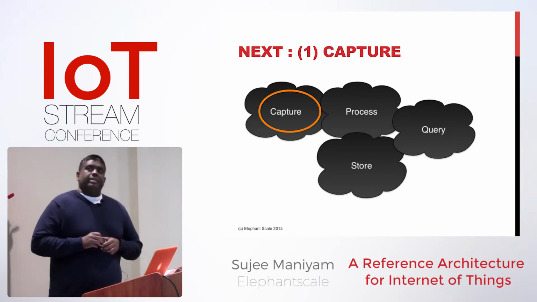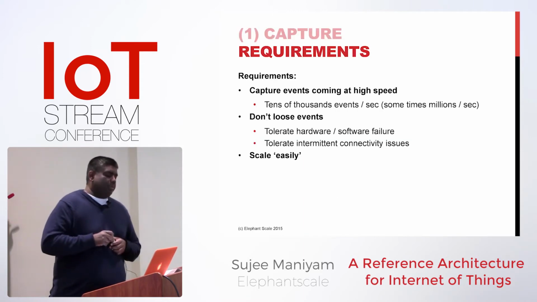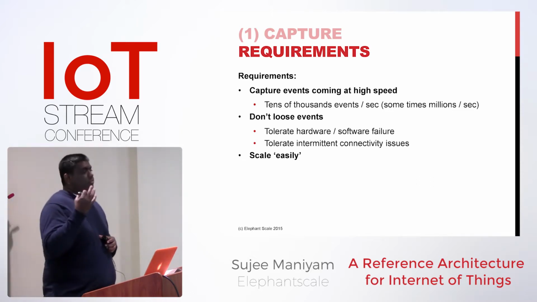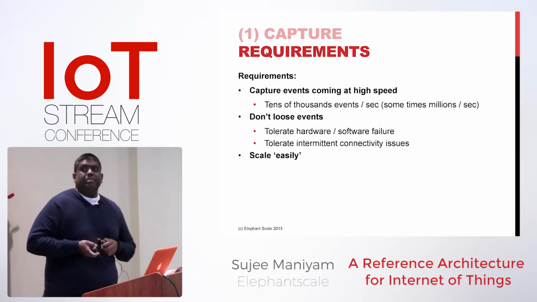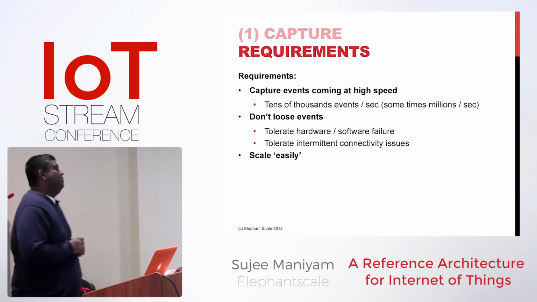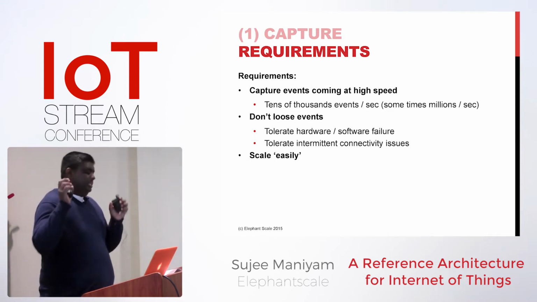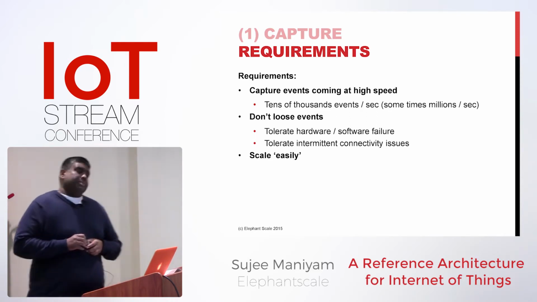For capture, we saw the requirements already: process thousands of events in near real time. Don't lose any events, right? Because any event could be important, but most events are mundane, right? So that's kind of the challenge. And also, I want to make sure I can survive hardware and software failure, and scale easily. Easily is in quotes because that's kind of a relative term, right? So what are our choices?